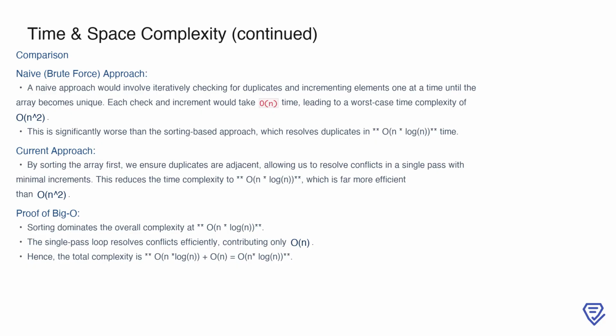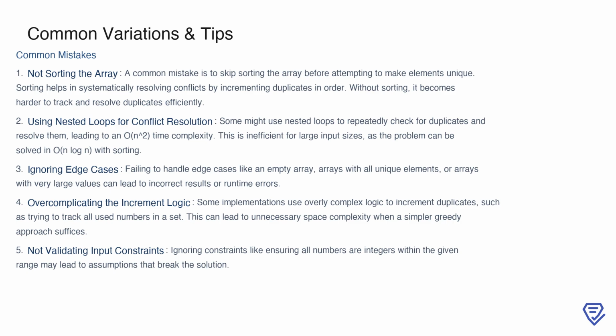The sorting step dominates the overall complexity at O(n log n), while the single pass loop adds only O(n). Combining these, the total complexity is O(n log n), making the algorithm both efficient and scalable. When solving this problem, there are several common mistakes to watch out for.